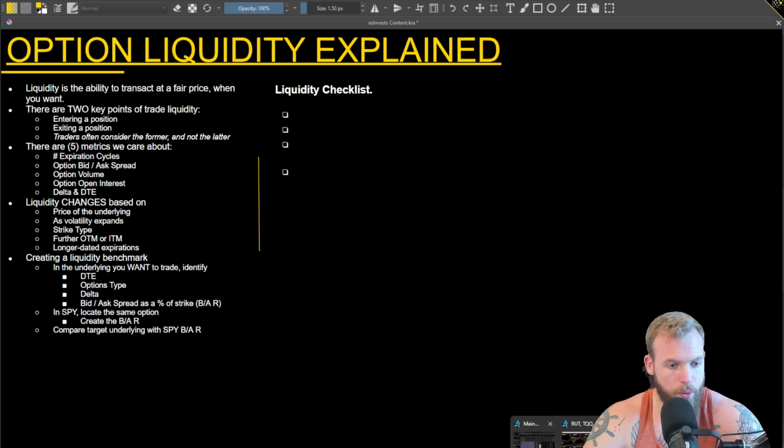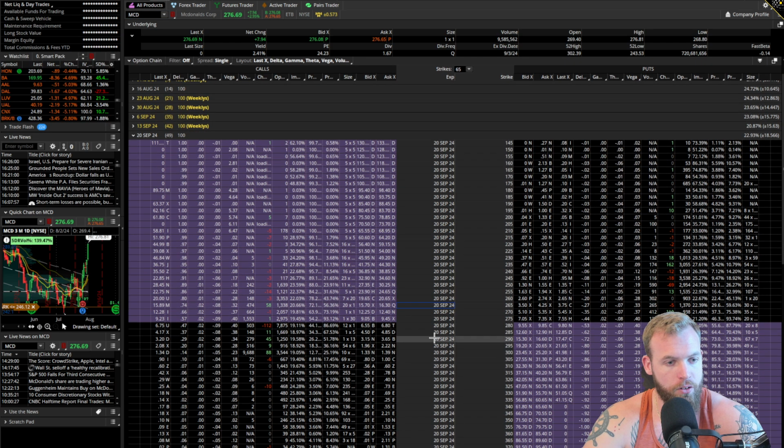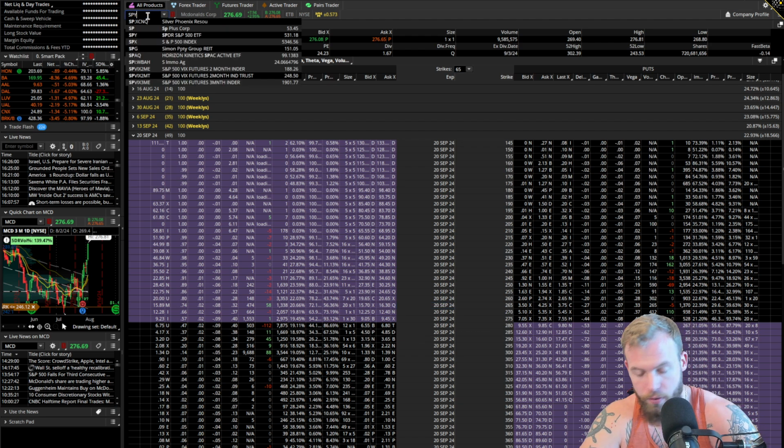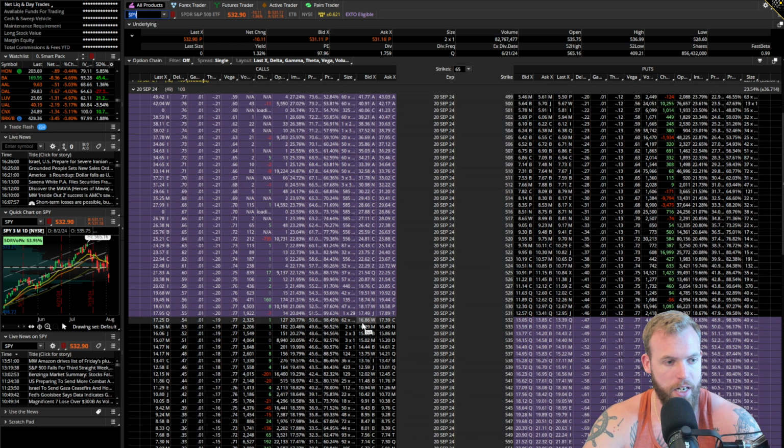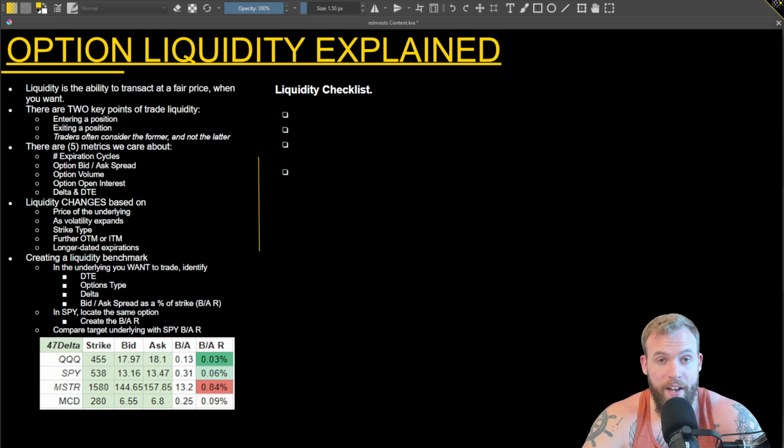So in this example, if I want to compare McDonald's and I want to use the 49 DTE expiration, first strike out of the money, this is a 47 delta, something like that. I'll take that down and then I'll look at it. And then I'll come over to SPY. I'll find that same 49 DTE. I'll find something that's right out of the money. In this case, it's a 54 delta. So you could also compare the actual same delta, which in this case is a 47 delta.